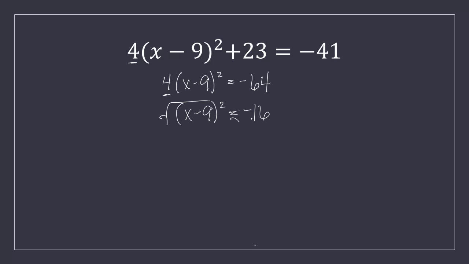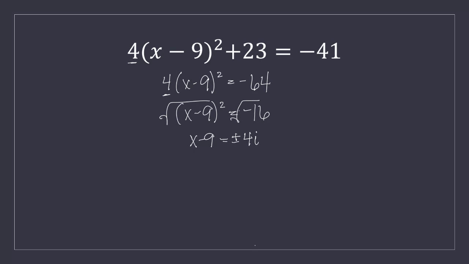Now I'm to the point where I can square root, and when I do so, I'm left with x minus 9 on the left side. On the right side, I'm going to have a plus or minus 4i. Remember that when you're square rooting a negative, you take that square root of negative 1 out, make it an i, and then square root the positive number, in this case 16, that is left, okay?